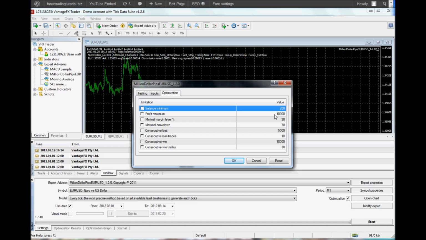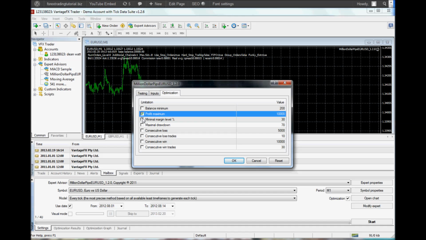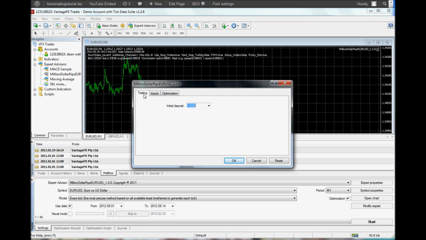To activate it, you would just click it on, and again you would do the profit maximum, minimum margin level, maximum drawdown, consecutive losses. So again, you can tailor-make it so you can get rid of any bad trades. Because this takes a while to do, a good use of this can save you a bit of time. If you want to activate them, you just tick the boxes and then they'll be activated.